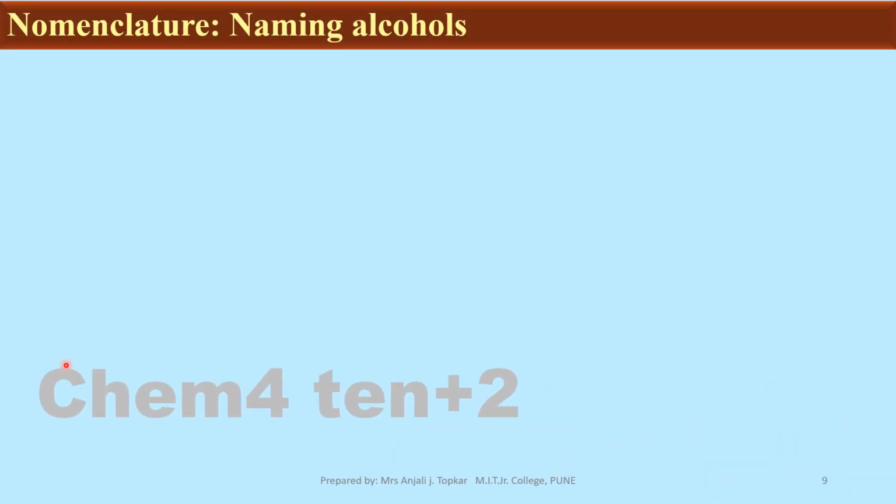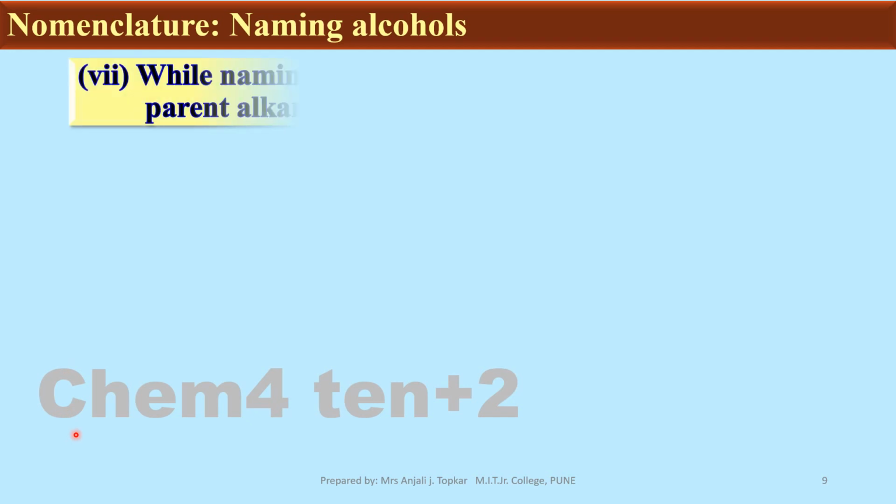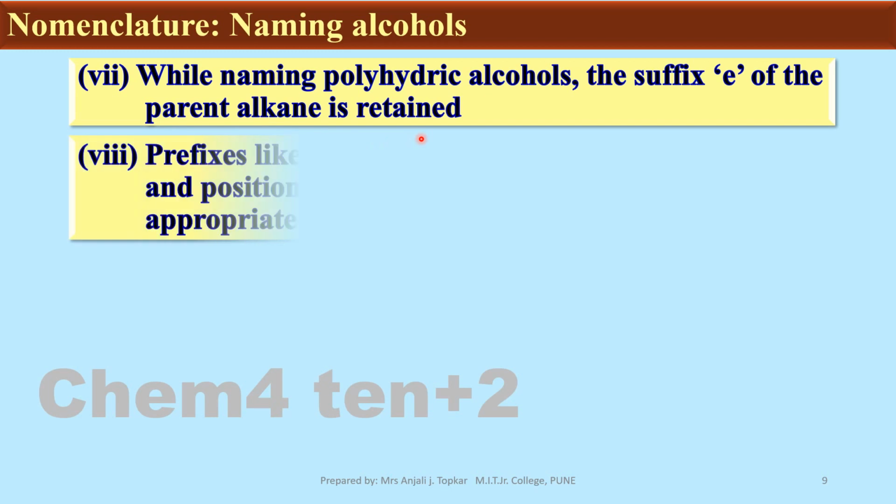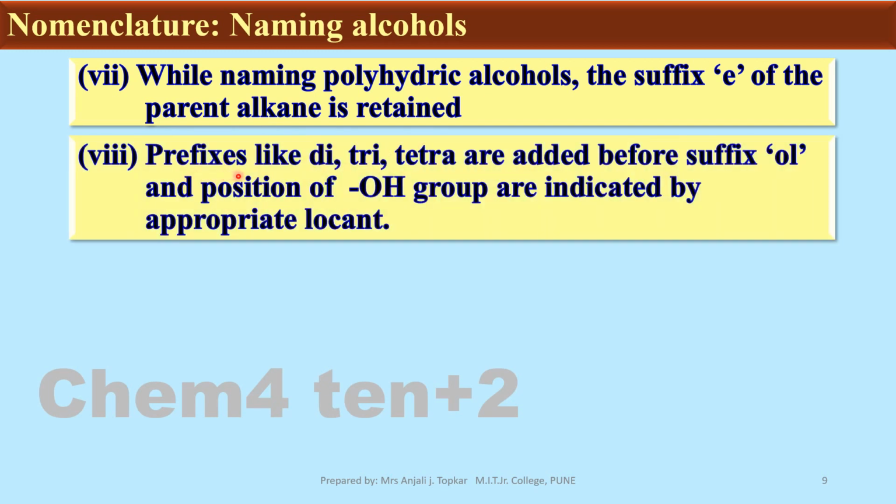Let's understand the 7th point. While naming polyhydric alcohols, the suffix E of the parent alkane is retained. Prefixes like di, tri, tetra are added before the suffix OL, and the positions of the OH groups are indicated by appropriate locants. Let's understand it with an example. Here it is.